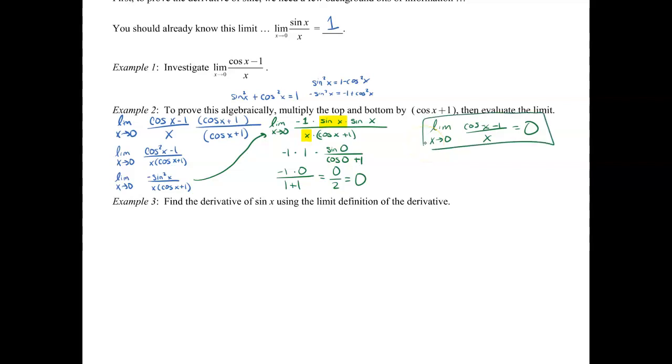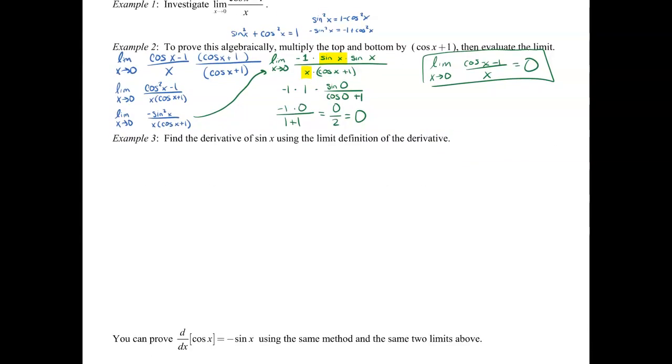Alright, so why the heck do we care? Well, now we're going to find the derivative of sine of x using the limit definition of a derivative. Oh, you thought this was gone. Well, funny story, really. It never really goes away, unfortunately. It's always going to be there as your constant little friend in calculus.